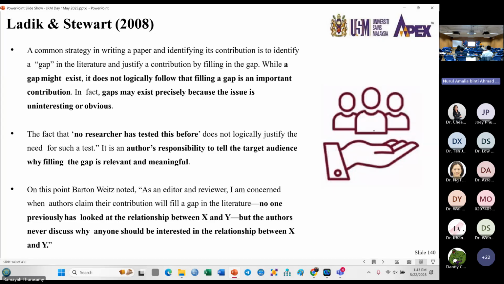So here is the editor saying, no one previously looked at the relationship between X and Y, but authors never discuss why anyone should be interested in the relationship between X and Y. So the justification is more important than putting the real gap. So that you can see.